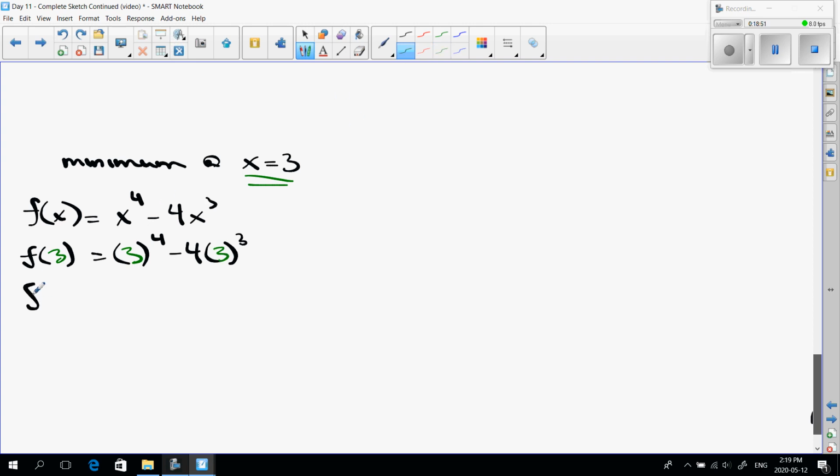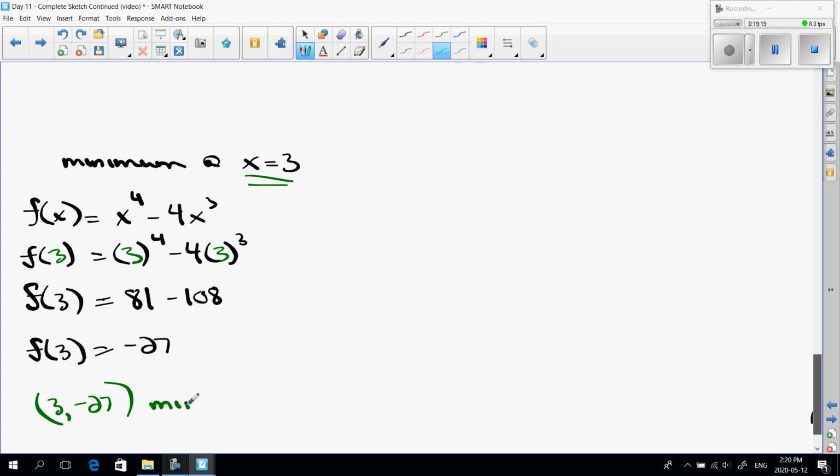And when I do this, I get 3 to the 4th, that's 81. 3 cubed is 27. That's 108 when I multiply it by 4. And when I subtract these two things, 81 minus 108, I get negative 27. So the point 3 comma negative 27 is my minimum. There is no max. So I don't have to find the maximum value.